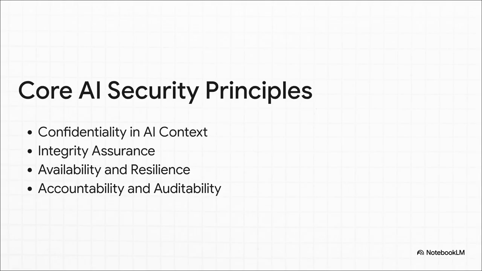And on that foundation, you learned to build up these 4 crucial pillars. You remember them, right? Confidentiality, integrity, availability, and accountability. Think of these as the main support columns for everything else you built. They're what make your AI systems not just strong, but genuinely trustworthy.